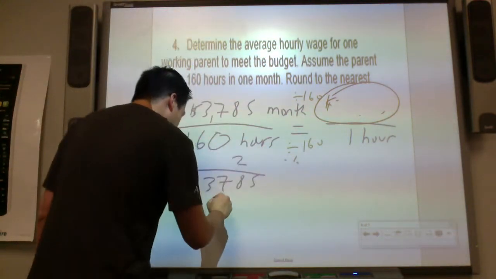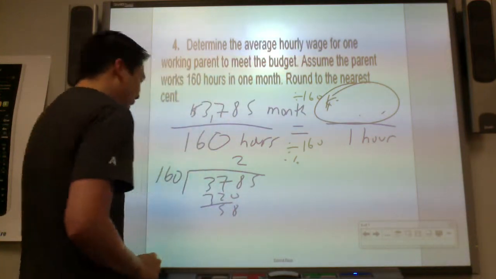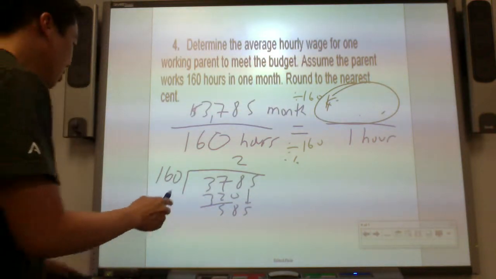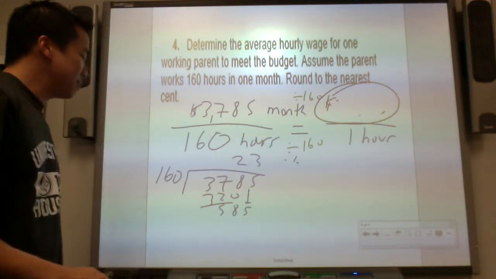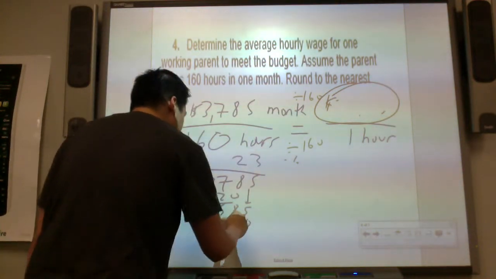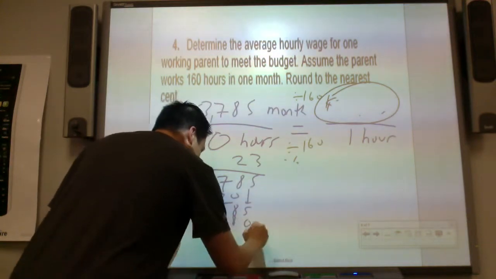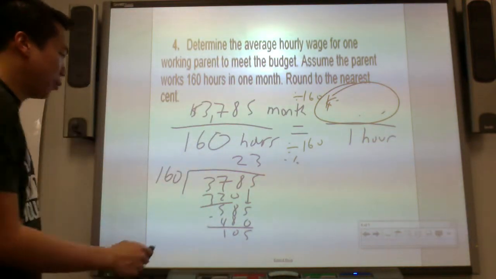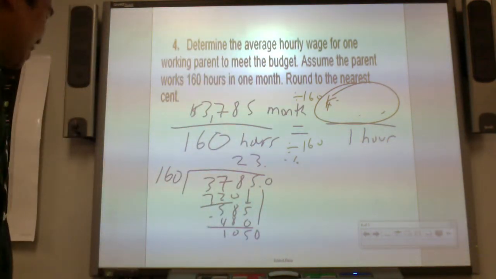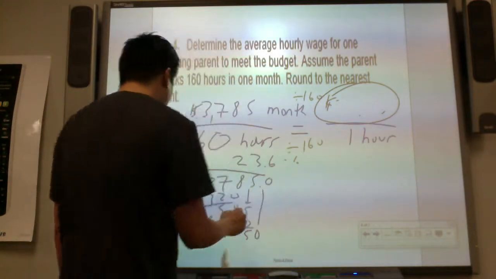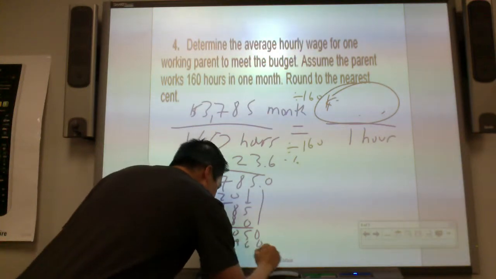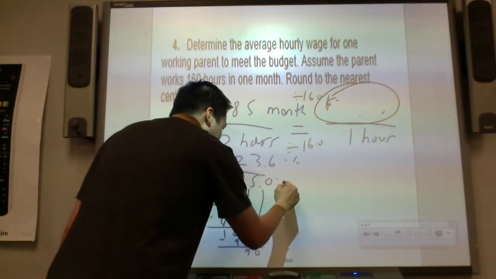So 58 is what remains. Bring this down. So this goes in 3 times now. 160 plus 160 plus 160 is 480. Subtract this. I have 105. I want to get rid of this remainder. Bring it down. So how many groups of 160 go into 1,050? Goes in 6 times, which is 960. Subtract, and I have 90. I want to get rid of this remainder.